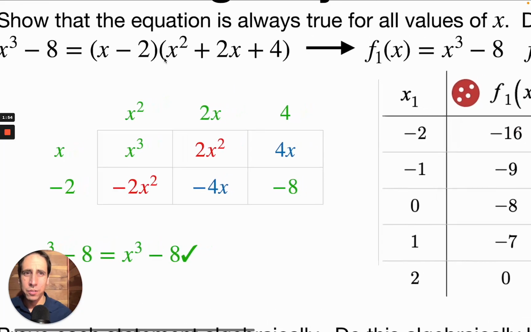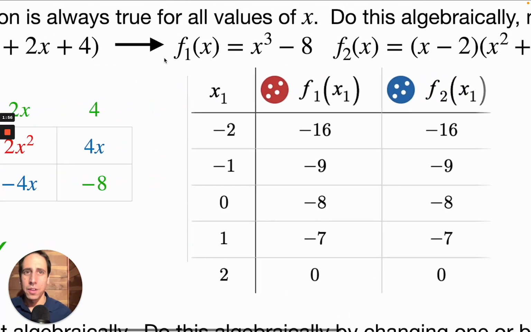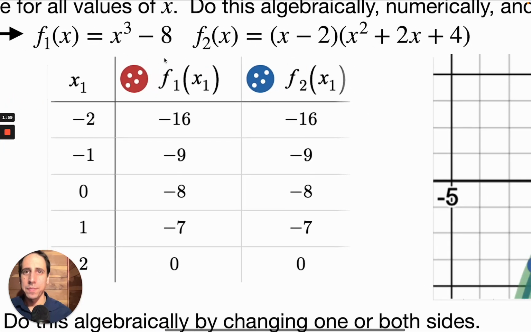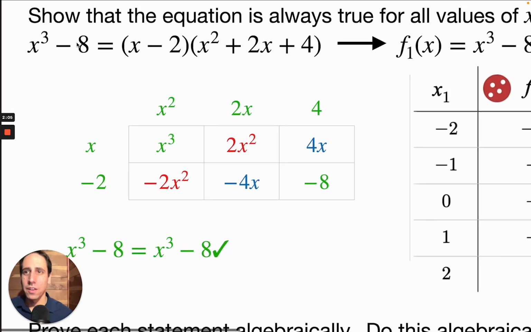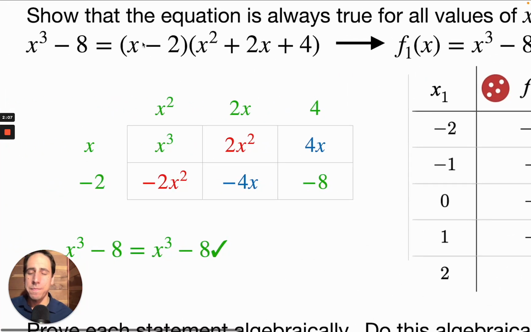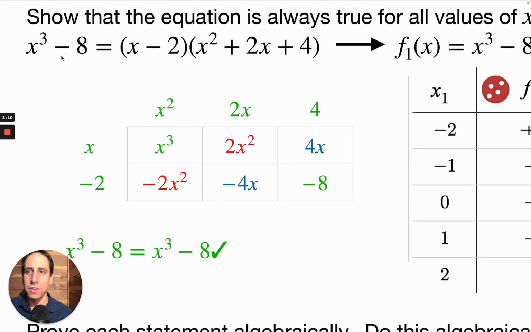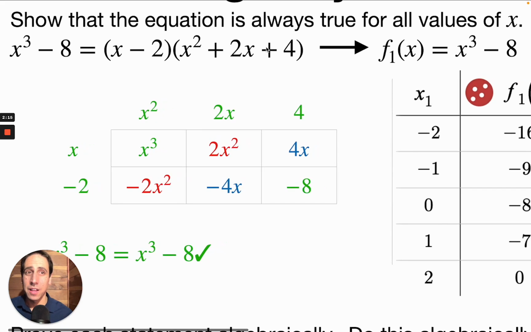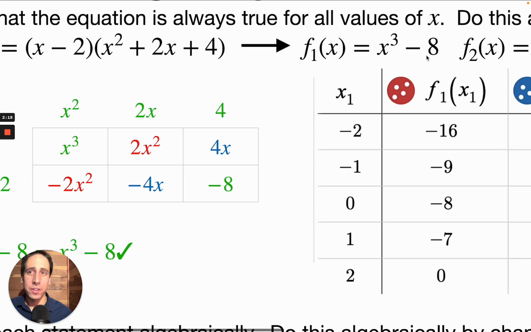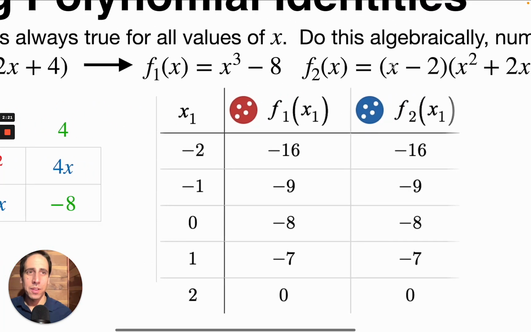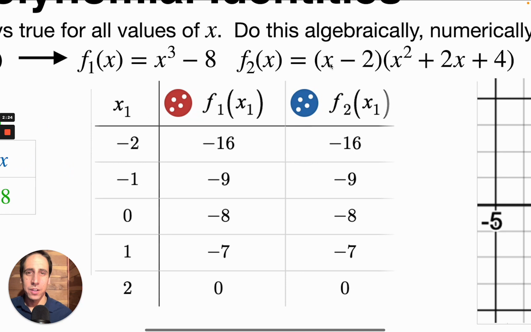It's kind of interesting because you could do this numerically as well. If you wanted to, you could look at this identity and make the left side equal to your first function and the right side equal to your second function. So x cubed minus 8 is the first function. x minus 2 times x squared plus 2x plus 4 is going to be the second function. And if we're trying to find out whether or not all values of x work, let's plug a few in and see what happens.